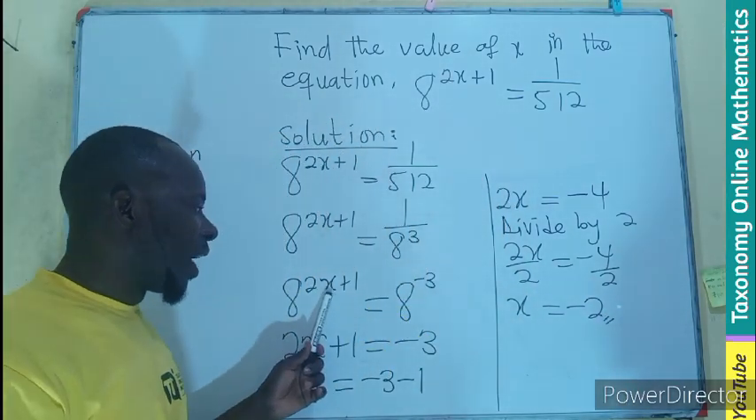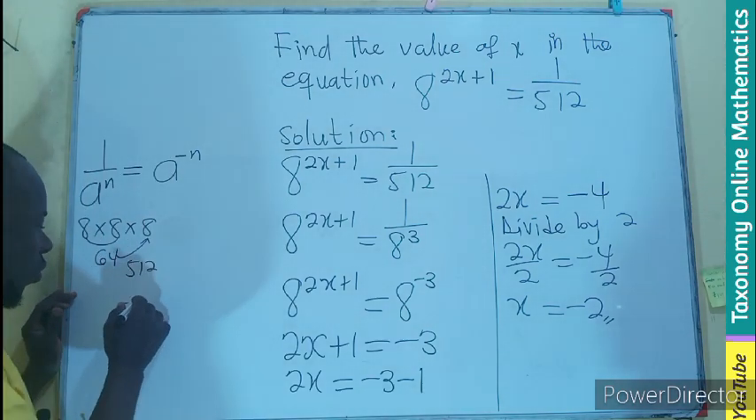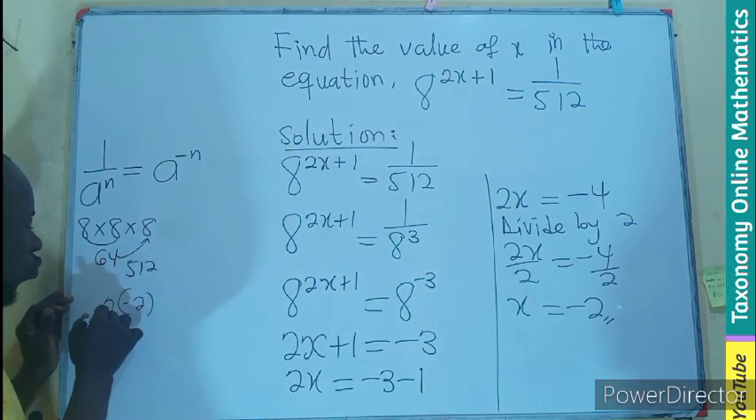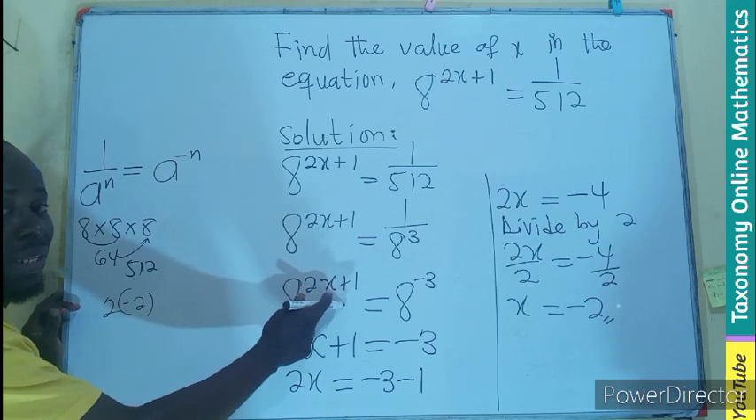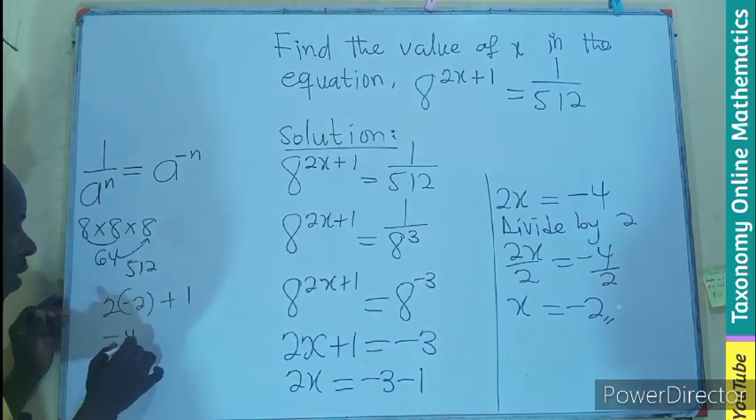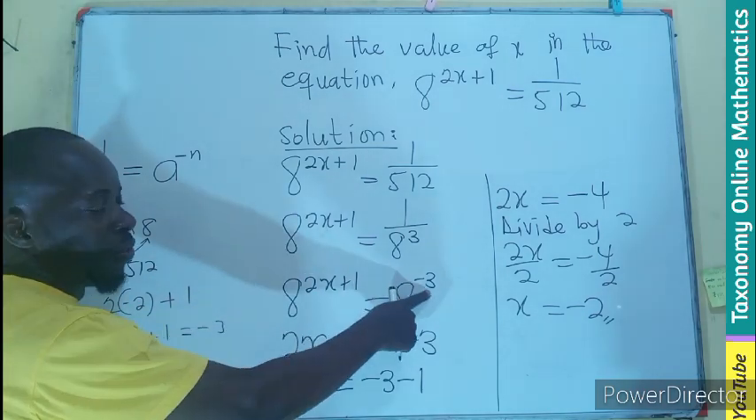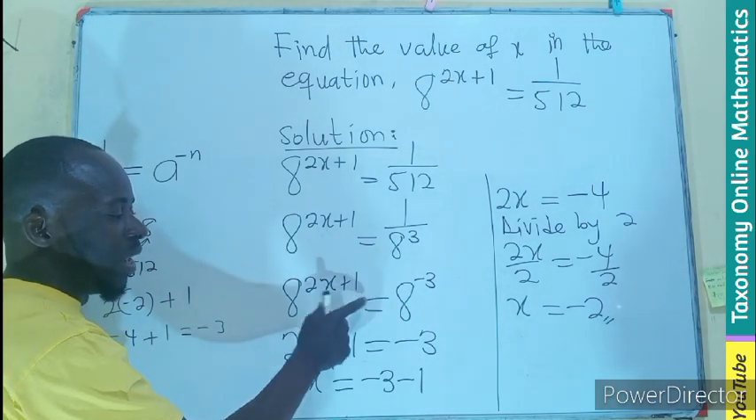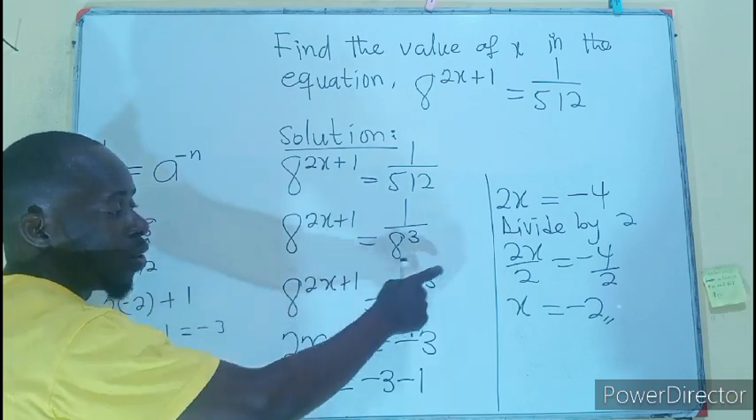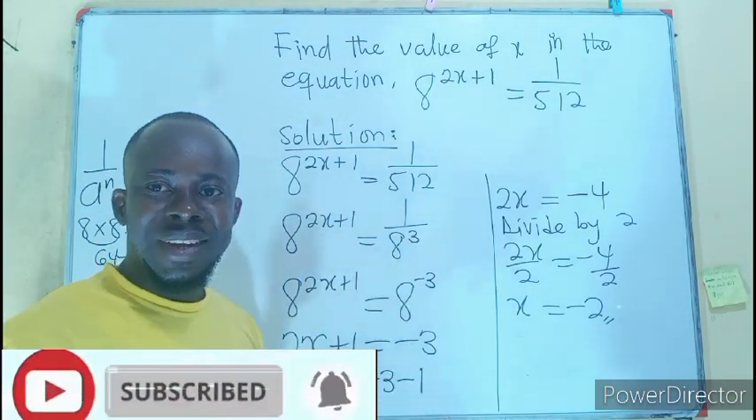When you put negative 2 here, that means negative 2 is multiplying 2. This is 2 times negative 2 plus 1, and that will be negative 4 plus 1, and that will give you negative 3, which we are seeing here. Since the bases are the same, the exponent here will also be minus 3. I guess you follow through.